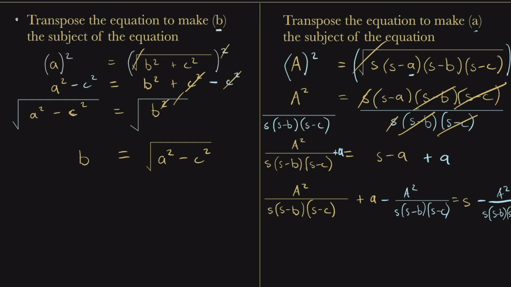All right, now that looks like a lot, but when we rewrite it, it is actually going to end up being quite simple. So this is going to cancel out with that, and we're just going to be left with A equals, and the other side is going to be written pretty much as it is. S take away A squared divided by S take B, S take C. And that's my final answer.